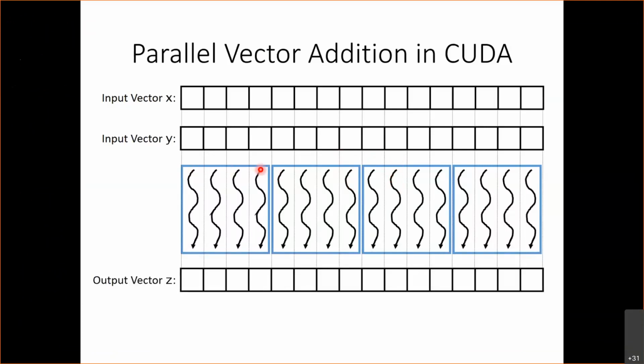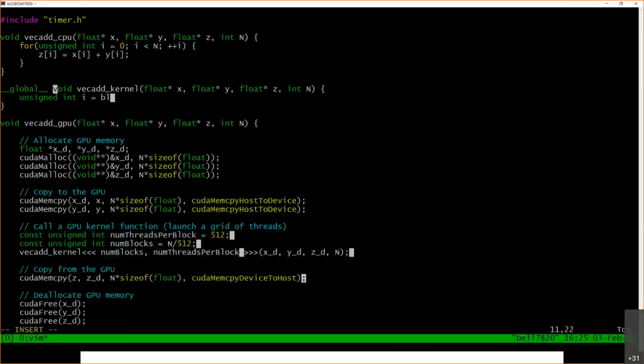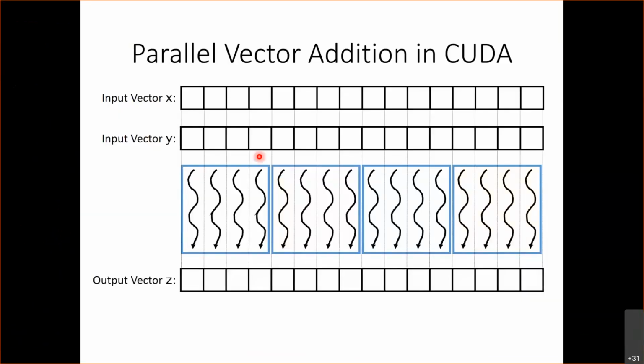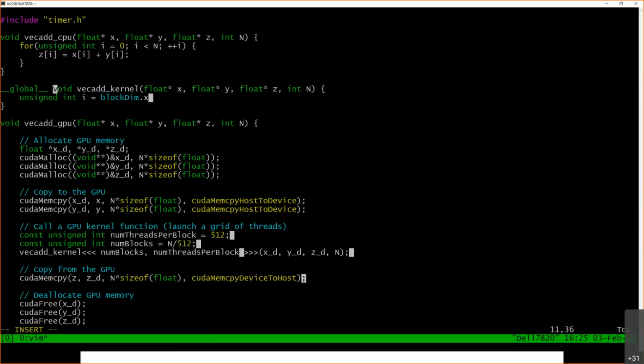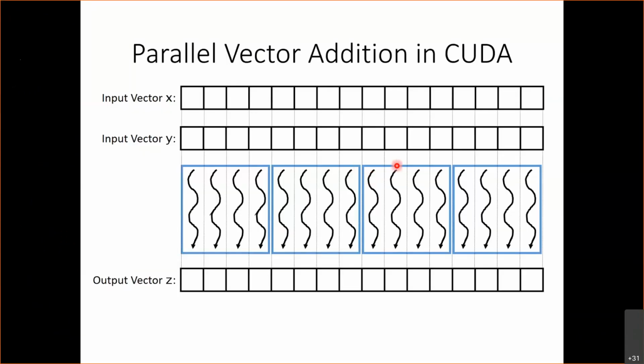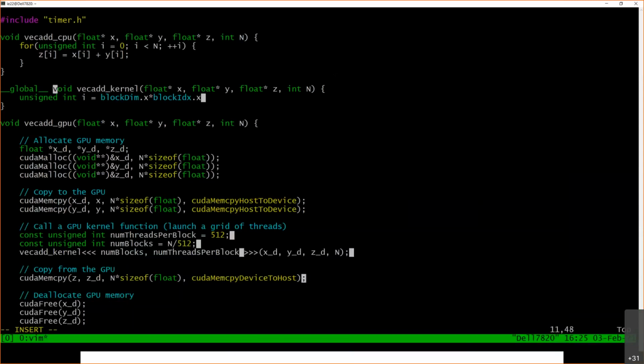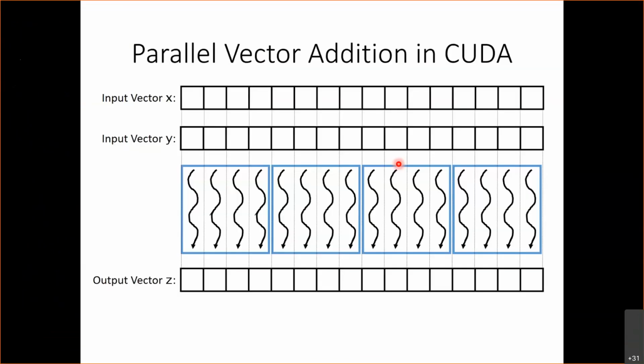So the size of the block is blockdim.x. Okay, the number of blocks is going to be blockindex.x. So we have blockdim.x times blockindex.x. Okay, and then the number of threads from the beginning of the block, so the index of the thread with respect to the beginning of the block is going to be plus threadindex.x. Okay, and now here i is the global index of the thread.